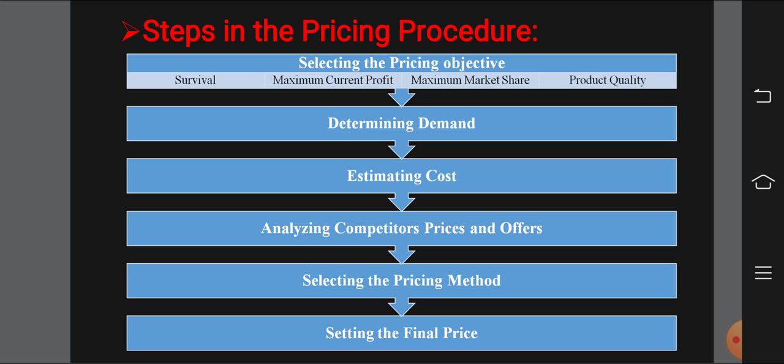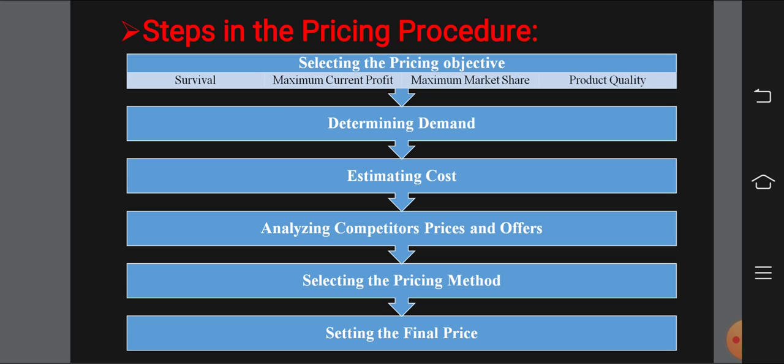In that, the first stage is selecting the pricing objective. This is a very important stage. Depending on the pricing objective only, the price can be changed. It may be higher or it may be lower. For example, if the objective of the firm is only survival, then the firm has to keep the minimum price so that they are able to recover only their expenditures.